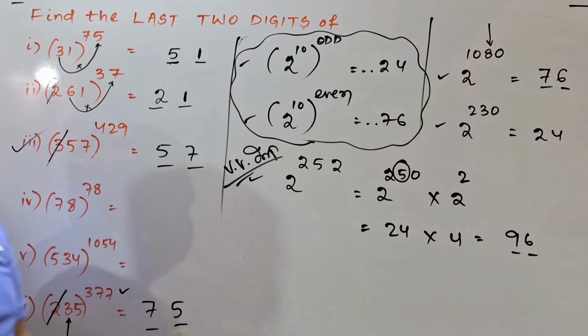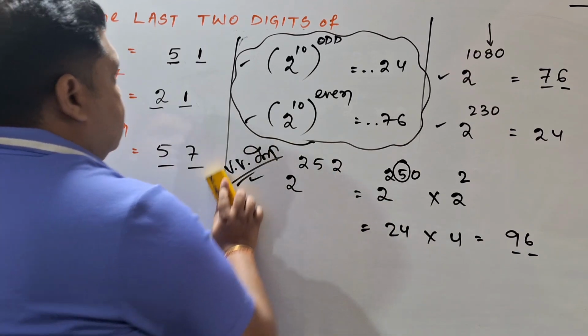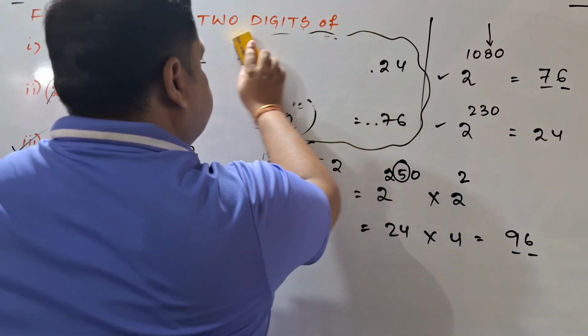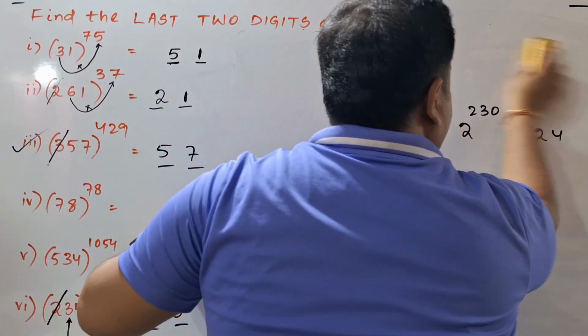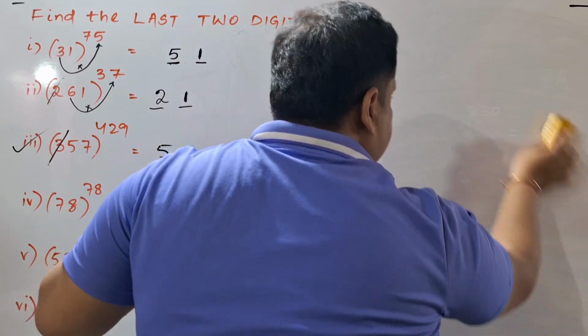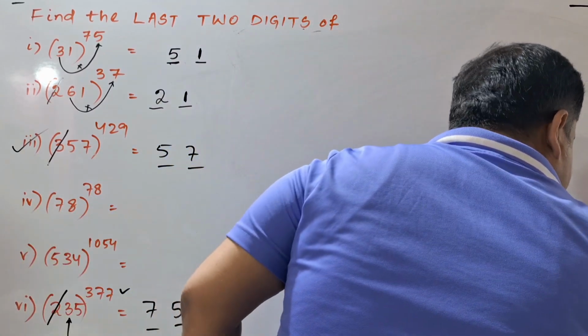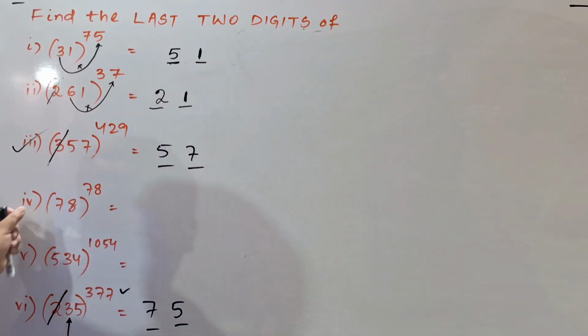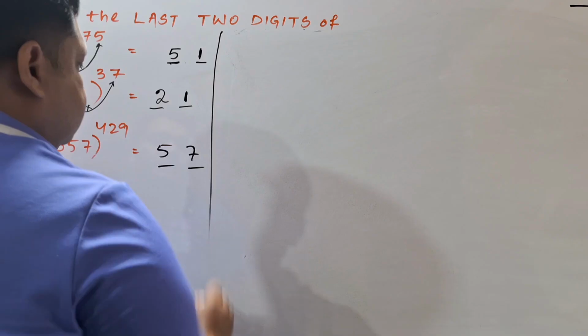Okay, now we'll handle these questions. I think this was done, noted. Okay, solve the question. This question number is not mentioned. Solve this: 78 to the power 78. What are the last two digits?